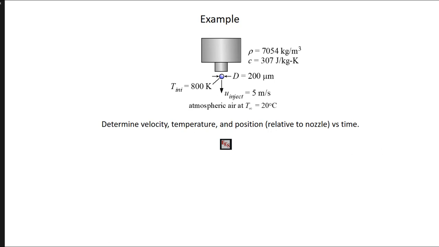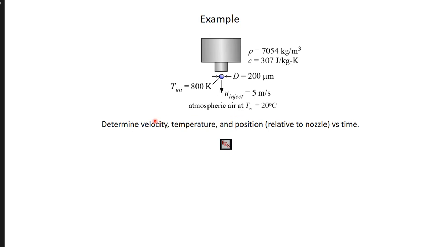What else here? We have an injection velocity, so the velocity that they leave the nozzle at is 5 meters per second. They leave the nozzle at 800 Kelvin. Here are some properties of the droplet material. So this is the density of the droplet and the specific heat capacity of the droplet. They're falling through air, and the air is at 20 degrees Celsius.